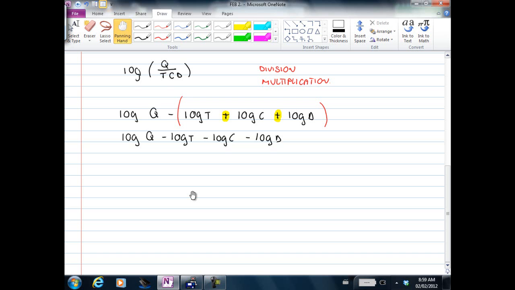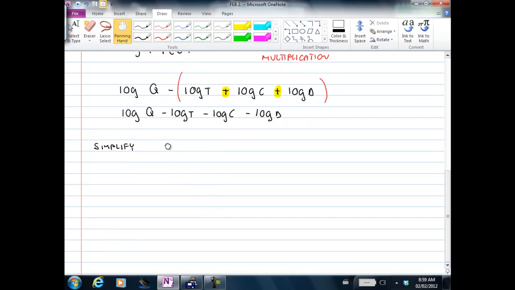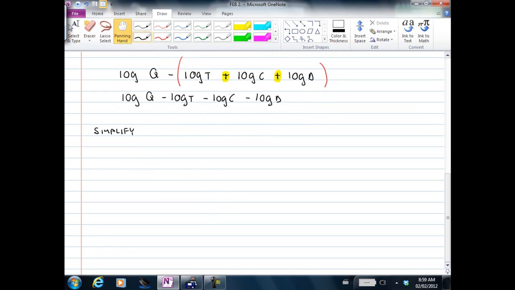I'm going to work backwards and see how well you simplify this time. Now I'm going to say simplify. Learn to work forwards and learn to work backwards. If you can master this, your life will be easier.